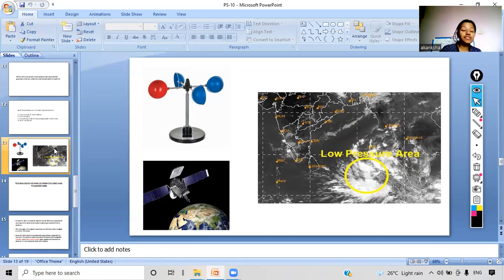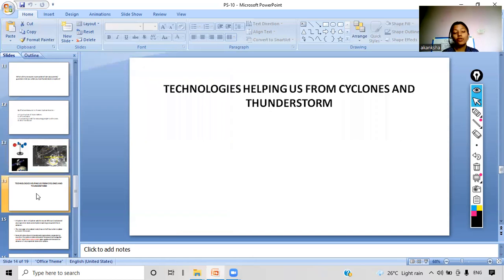Yes, very good. We will study about the different technologies we use to detect these thunderstorm and cyclone, right? Okay, so this is our topic. The technology is helping us from cyclones and thunderstorm. So let's see some more details about it.